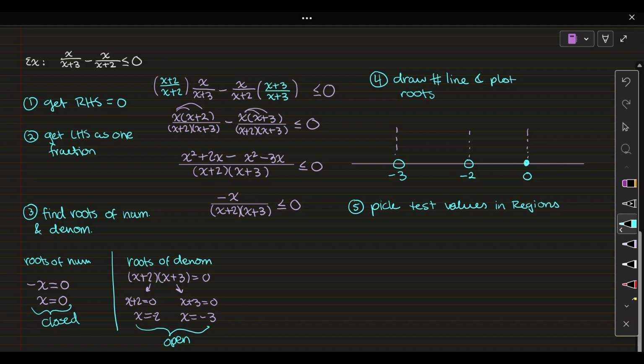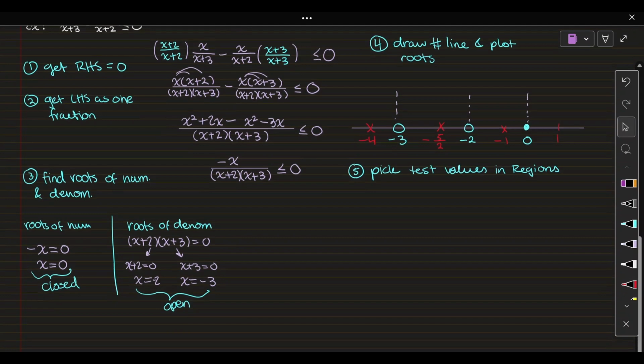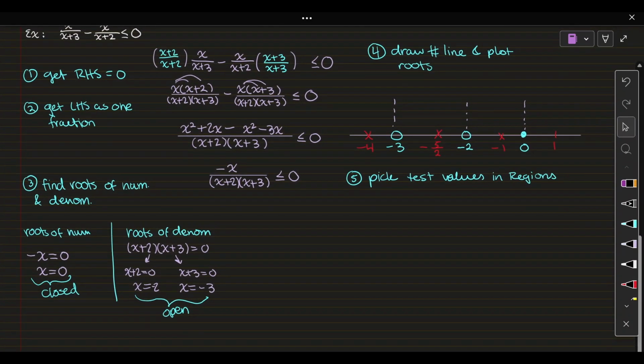Okay, so I think in this region over here on the far left, I will pick negative 4. We'll say, what's between negative 2 and negative 3? Well, what about negative 5 halves? I can pick negative 1 pretty easy in here, and I can pick 1 pretty easy out here. So those are going to be my 4 test values. Okay, and remember, our goal is to find when our left-hand side here is less than or equal to 0. So when it's 0 or negative is what we're looking for.